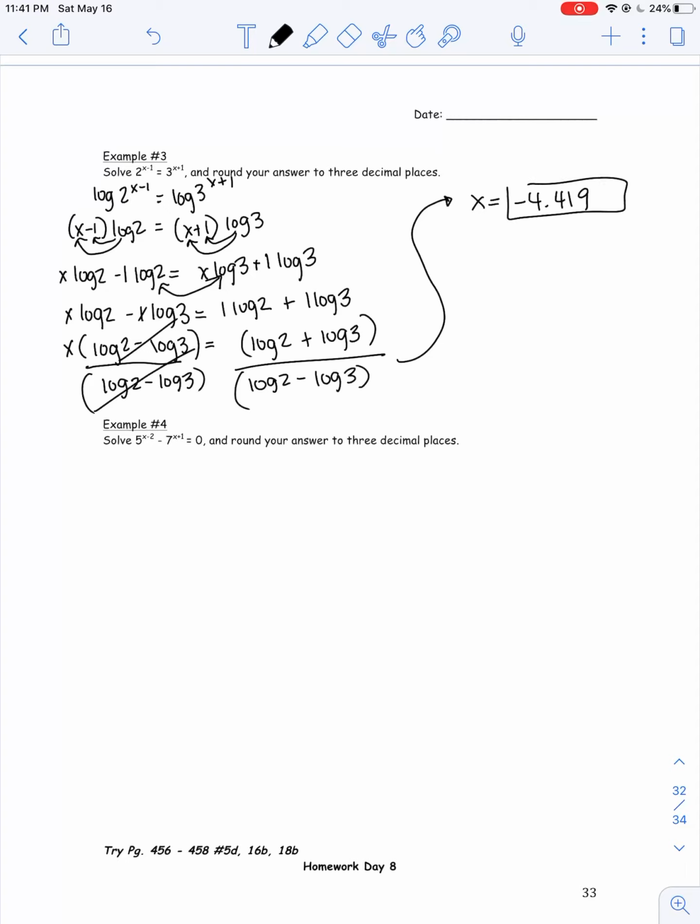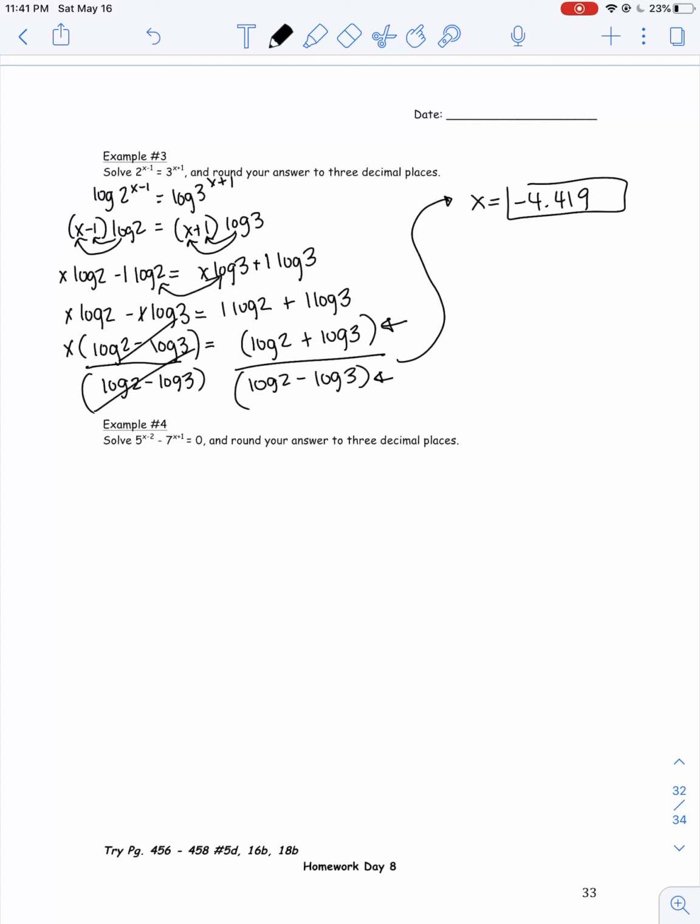Now, to make sure you're doing this properly, I sometimes suggest that you calculate the top and then the bottom separately, and then you divide their answers. So you want to get negative 4.419. So that's 3 decimal places.